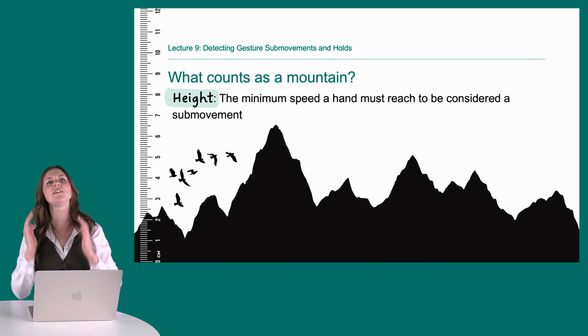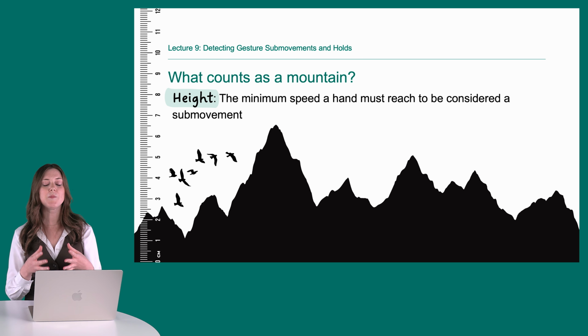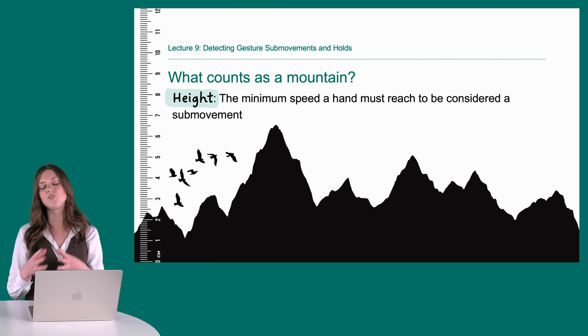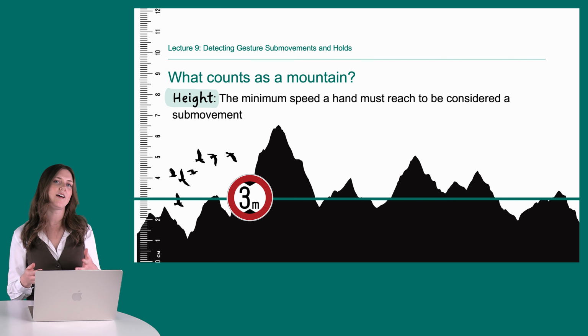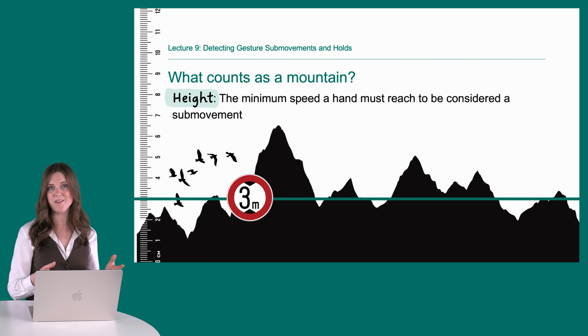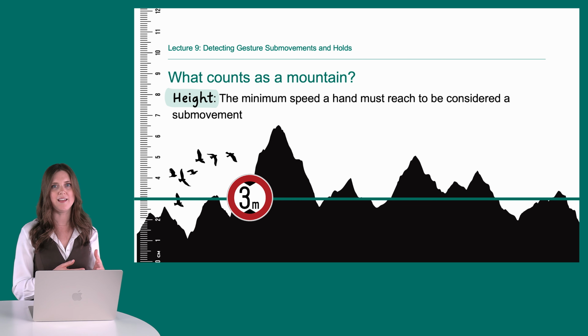So the first parameter we need to set is height. Height defines the minimum speed a hand must reach to be considered a submovement. This is analogous to how tall a mountain must be from sea level. For example, we could set a minimum height threshold of 3, and that would mean that any peaks shorter than 3 units do not count as mountains. In this case, we could say that if the hand does not reach at least 3 units per second, it's not the speed peak of a submovement.